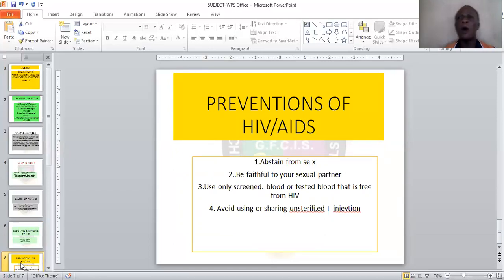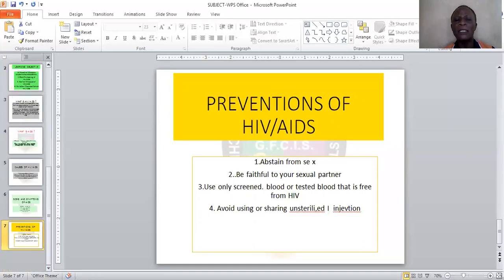Let me tell you, your matured brothers and sisters will be learning from this topic. Yes. Be faithful to your sexual partner. Those are the matured ones. Then use only screened blood, or tested blood that is free from HIV/AIDS. Then avoid using or sharing unsterilized injections with other people. If you can maintain this, let me tell you, you will not contract HIV/AIDS.